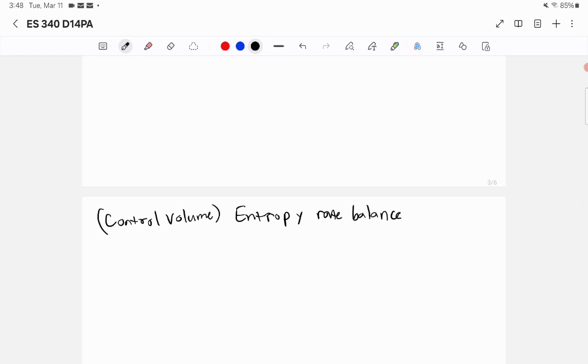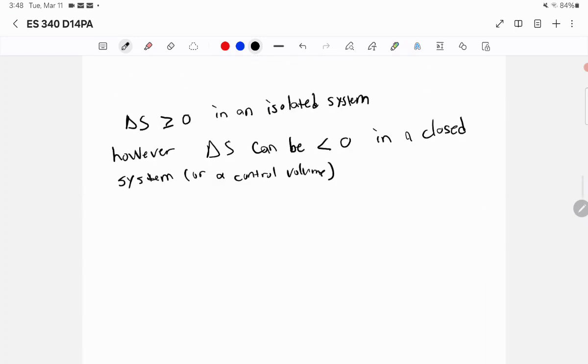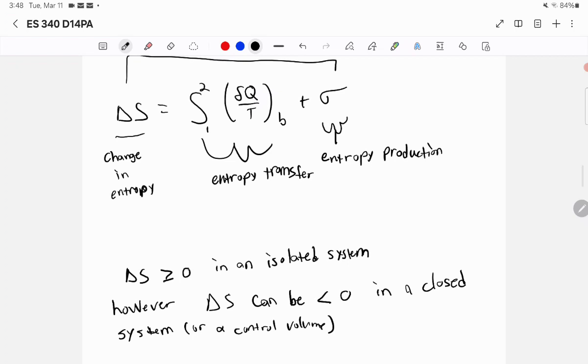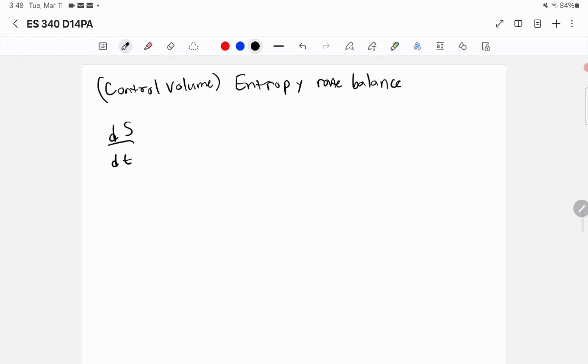Okay. So now the question becomes, you should immediately be thinking, okay, once I get into a control volume, I'm going to have yet another equation, and that is actually true. The entropy rate balance equation, right? So for a control volume. So this is the entropy balance equation up here. Now we have the entropy rate balance equation.